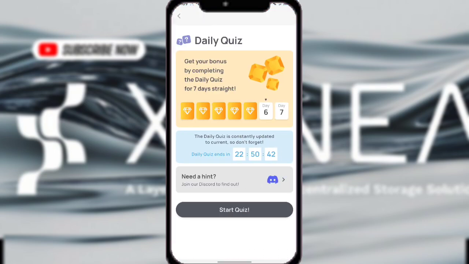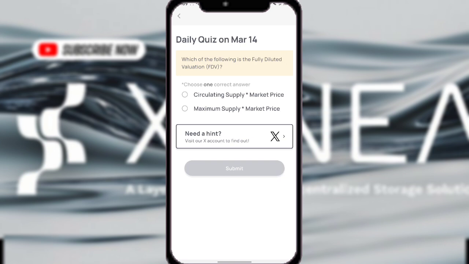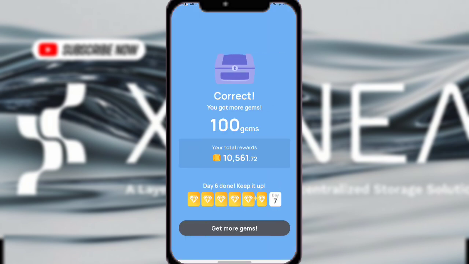So let's click on today's quiz to start a quiz. The question here is, which of the following is the fully diluted valuation, FDV? So here it is. The answer is number 2, which is B. Maximum supply times market price is the correct answer. So let's click on it. Here we have clicked the correct answer for the Xenea wallet, 14th March.